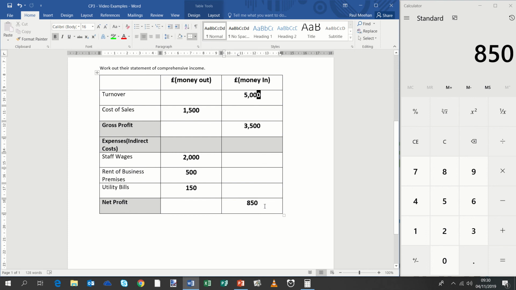That's the actual money the business gets to keep once everything has been paid for. So you started off with £5,000 and you're down to 850 of net profit. I hope that makes sense.